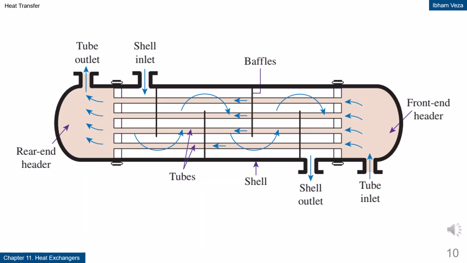Shell and tube heat exchanger. This figure shows the basic structure of a shell and tube heat exchanger, which is the most widely used in industry. One fluid flows inside the tubes, while the other flows on the shell side. Baffles are used to direct the flow and increase turbulence. This design allows a large heat transfer surface area. This concept becomes the basis for many advanced design variations.